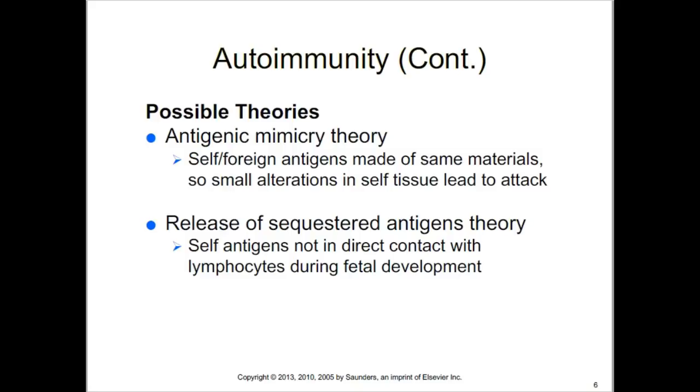So these are some of the possible theories. I'm not going to go into them in a lot of detail. It is not critical for you to really understand these. It is, however, super interesting, right? So the antigenic mimicry theory says that the self-antigens are made of some of the same materials as other things. So some alterations in our self-tissue can lead to them being attacked, or the sequestered antigens theory, that they are there during fetal development, but they are not going to be activated until later.